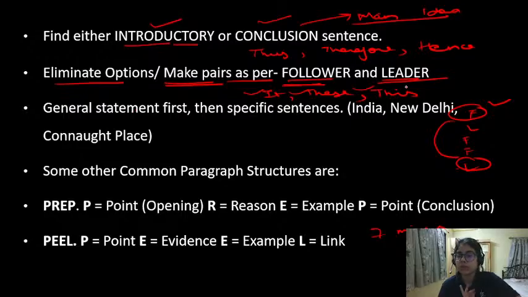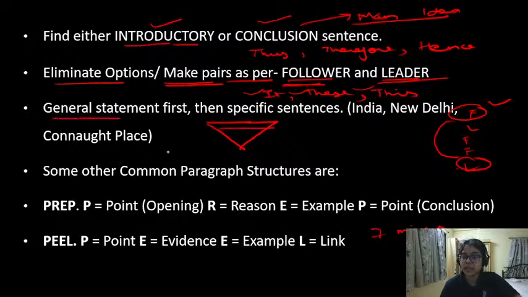Now, the whole general structure is this. Okay, this is called an inverted triangle structure. Why inverted triangle? Because general, vague statements come at the top, and then come your specific statements. For example, this is how the chronology should go: first India, then New Delhi, and then Connaught Place. So this is how any paragraph is written. General statement first and then specific sentences.